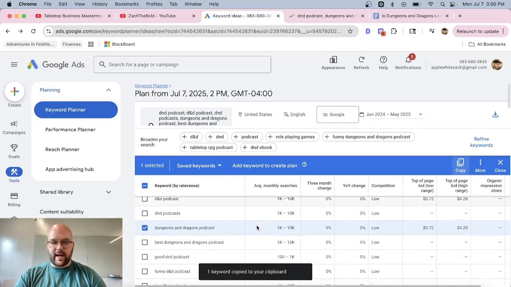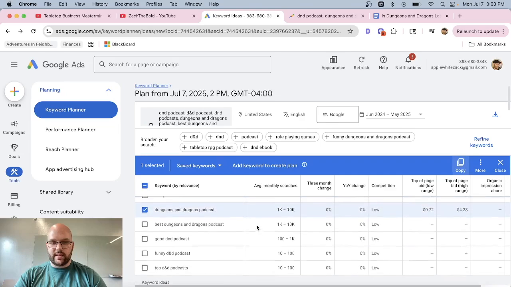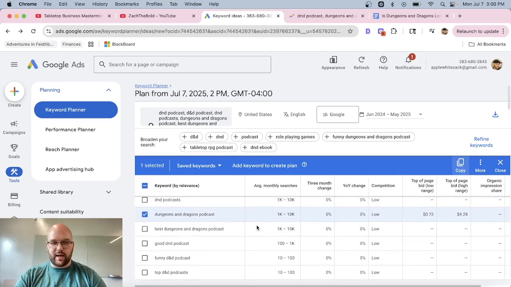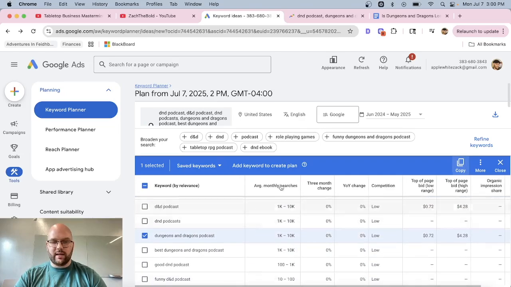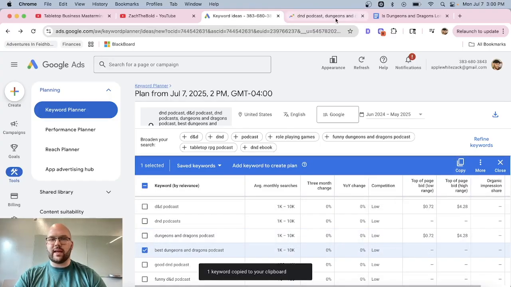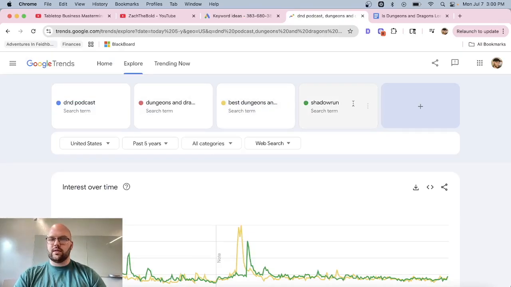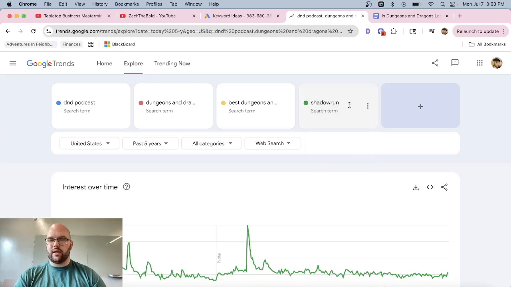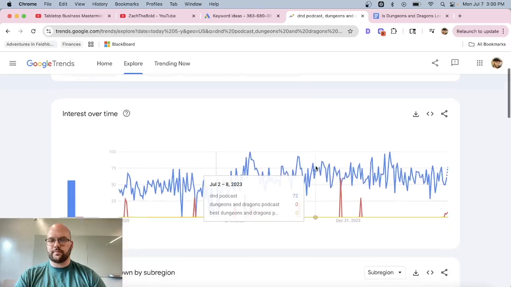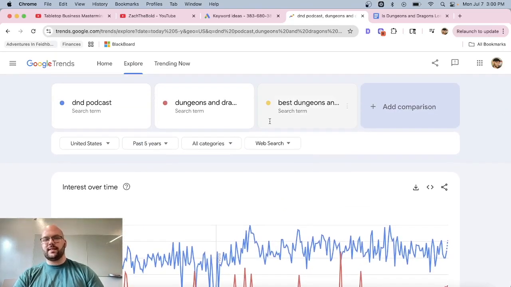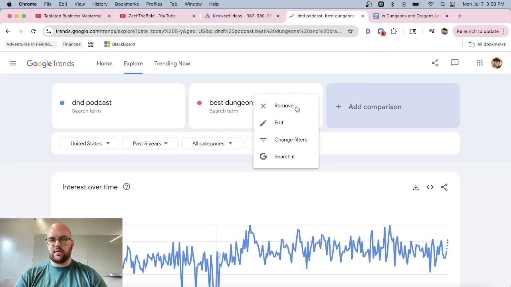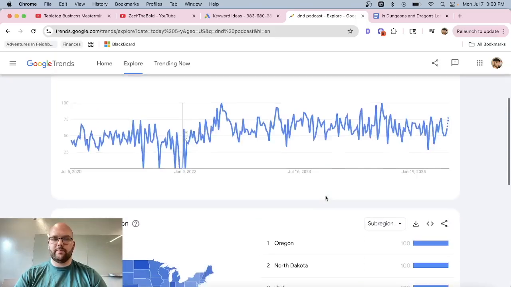And let's grab, what do we like? These are all really low. Good D&D podcast, funny D&D podcast. All right, let's just compare these. We'll add in best. Why not? All right, throw that in there. Enter, and let's remove Shadowrun. So it looks like D&D podcast is the only one really worth looking at here. So let's go ahead and remove these underperformers.